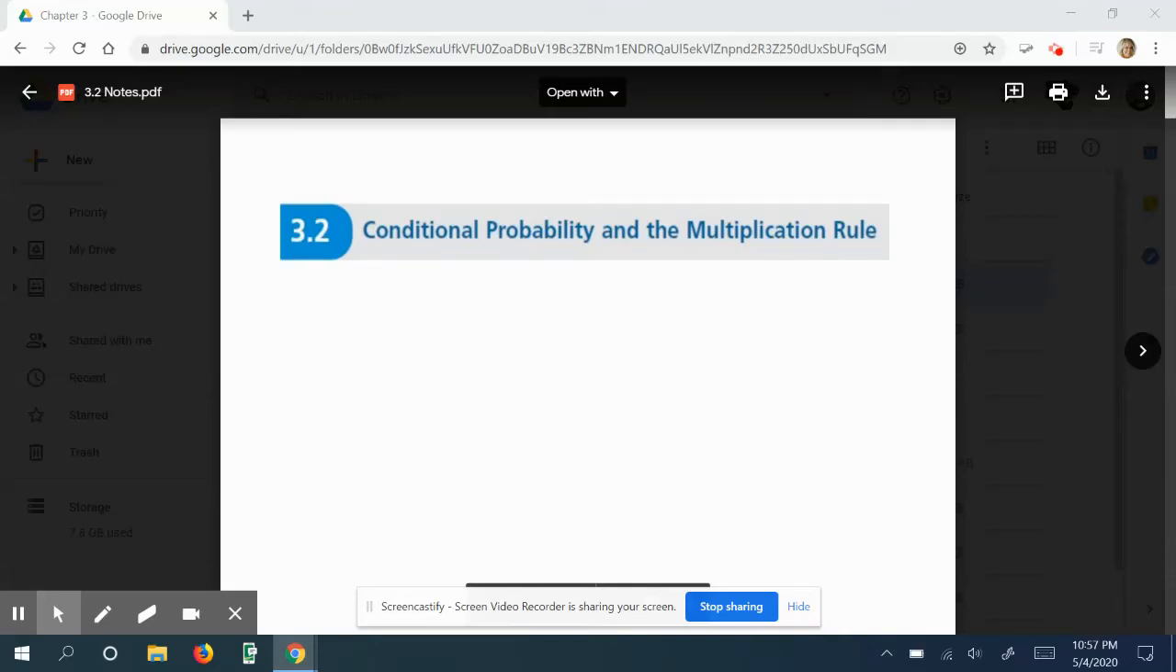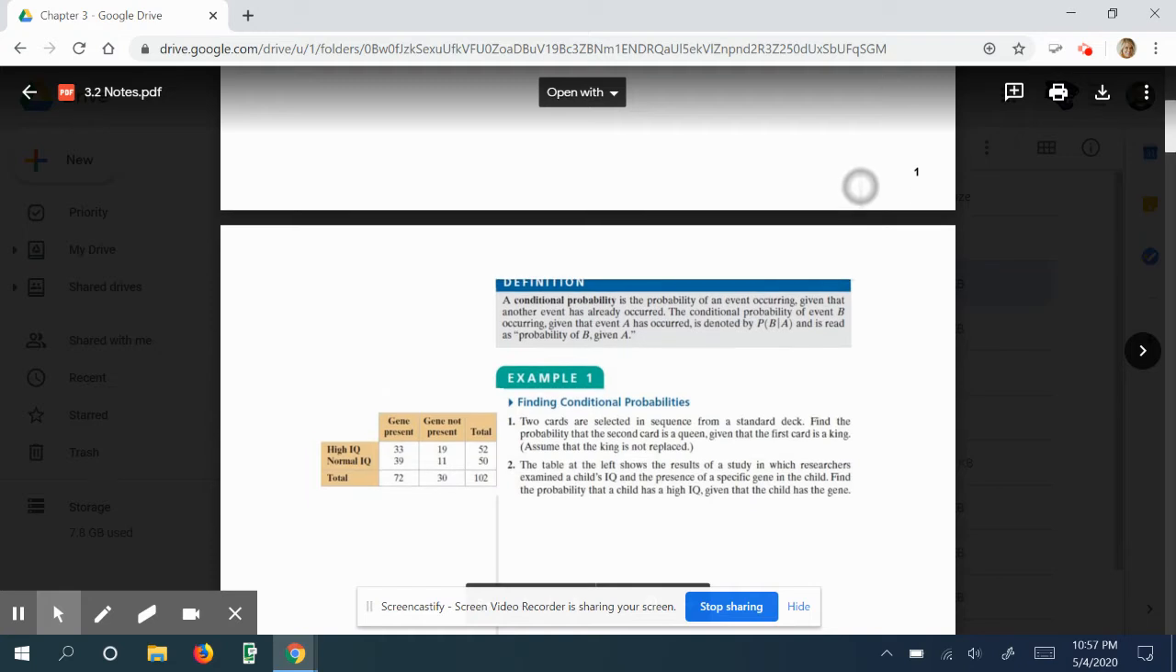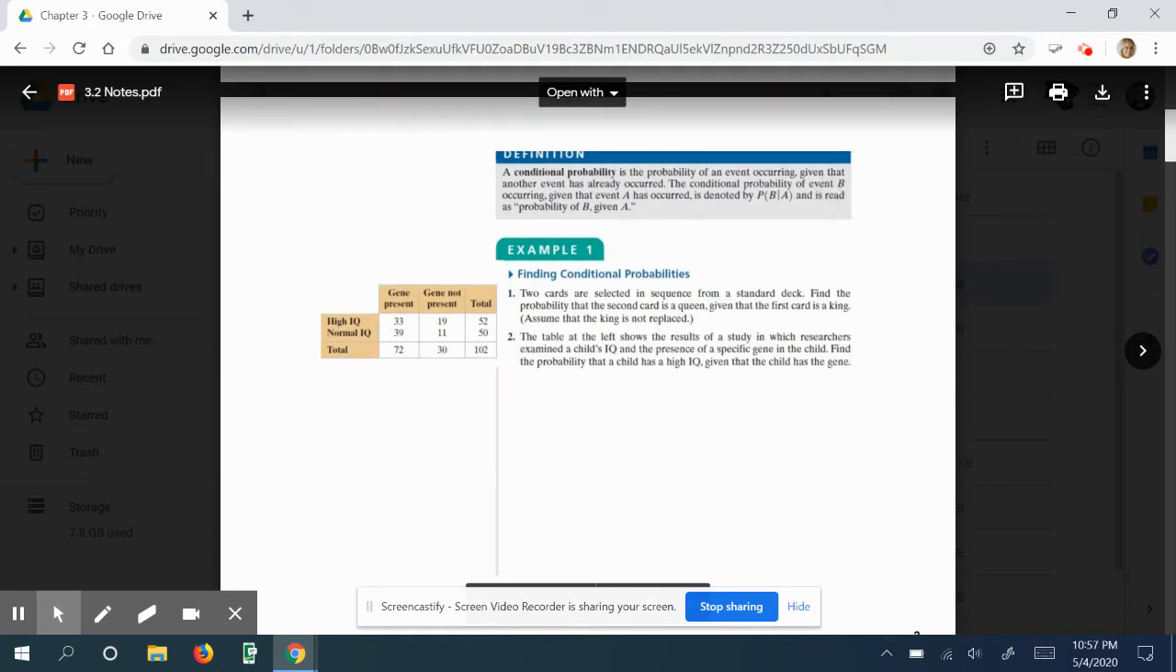Today we're going to be talking about section 3.2, which is on conditional probabilities. So what is a conditional probability? Well, conditional probabilities are a probability of an event occurring given that another event has already occurred. So the conditional probability of event B occurring given that A has occurred is given by this. So we write this as probability of B given that A has already happened.